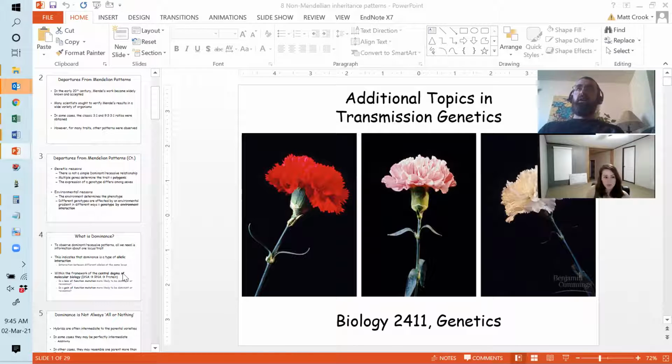And so as long as you have a functioning copy, you have function, right? Now there are some cases, and there aren't very many of these, right? They're actually really hard to find. There are some cases where that dominance doesn't quite work that way, right? And those cases are incomplete dominance and codominance.